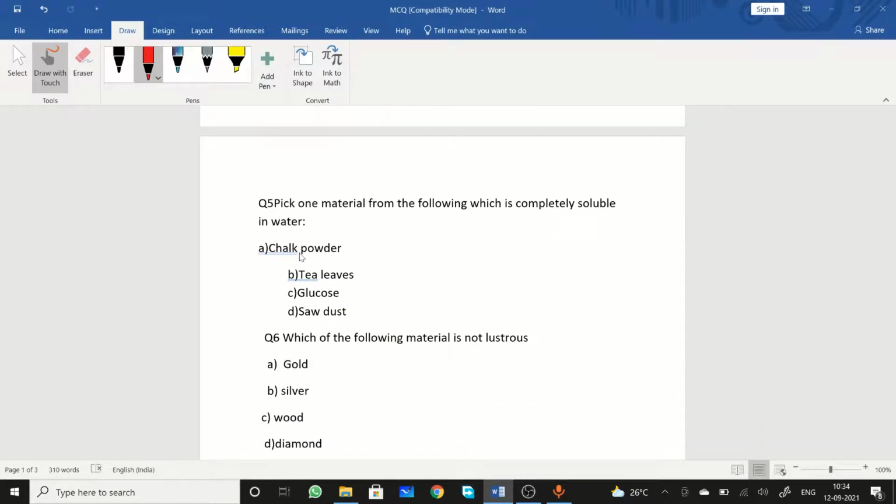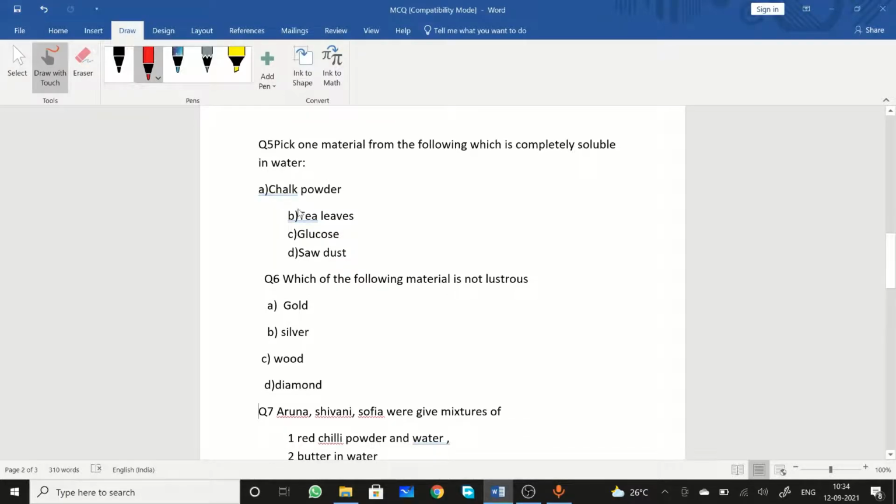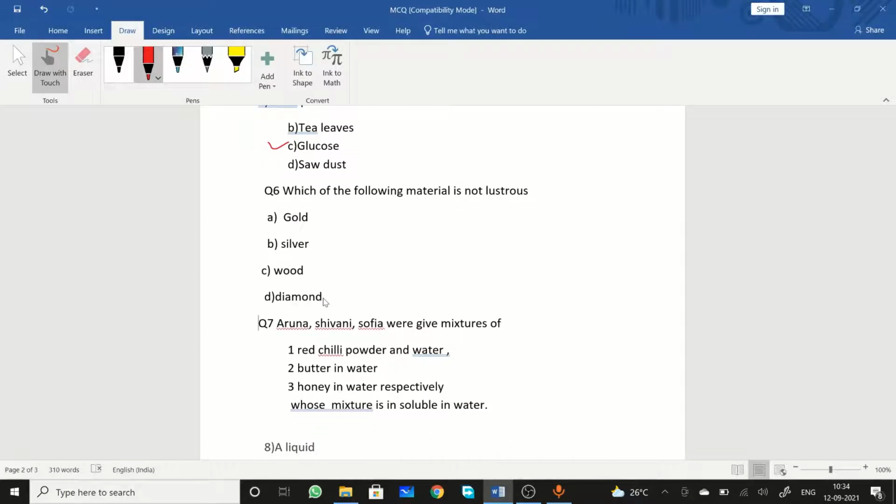Question number 5. Pick one material from the following which is completely soluble in water. Chalk powder, tea leaves, glucose, sawdust. Your right answer is glucose, because all others will float in water, are insoluble in water also.